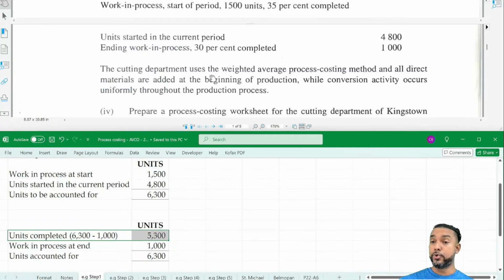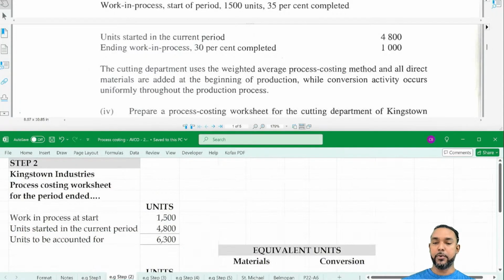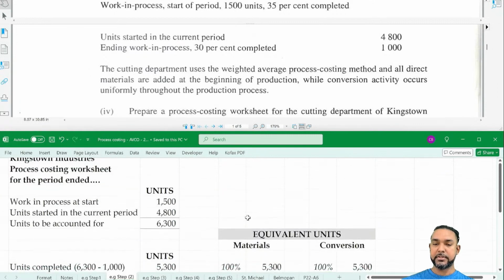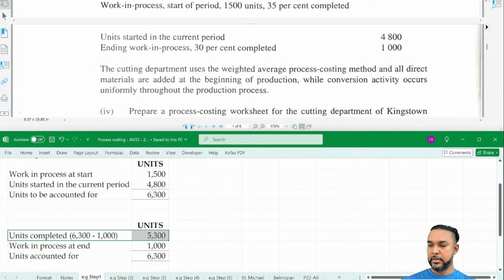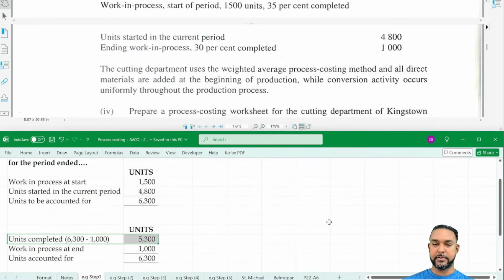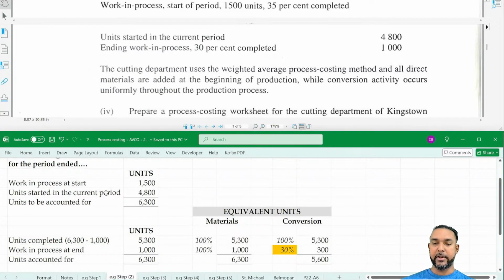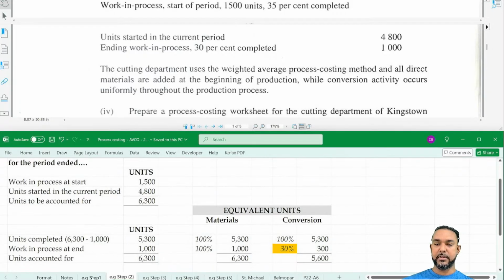So, where was I? You have 5,300 units. The work in process at start, although it says 35% complete, we assume it's completed 100% in the current period. So in step 2 now, sorry, I need to zoom out a little bit more. So 150, let's do 150 here, and let's put that there. Basically, to this set of stuff we have a little extra stuff across here: equivalent units, and we have to separate it into materials and conversion.